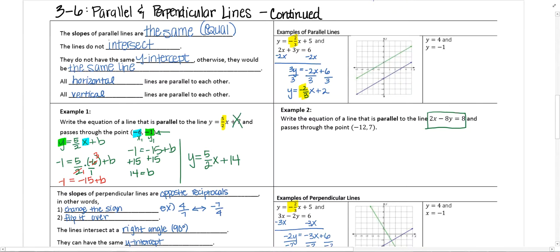So the first thing we want to do is actually put it into slope-intercept form so that we can find the slope that we need to use. We want to know what the slope is, and this form doesn't tell us the slope. So that's our first step. Okay, we've done this before. We learned how to do this in 3.5. So let's go ahead and subtract 2x from both sides. Negative 8y is equal to, I'm going to put this negative 2x in front of the 8, and then I'm going to divide everybody by negative 8.